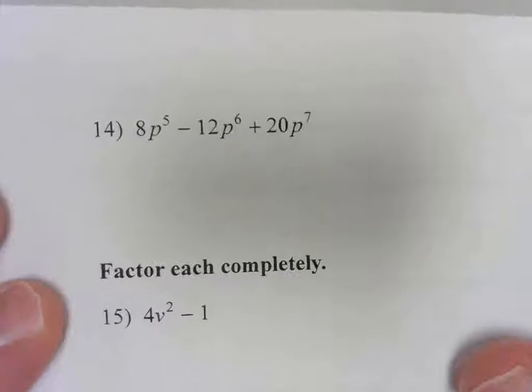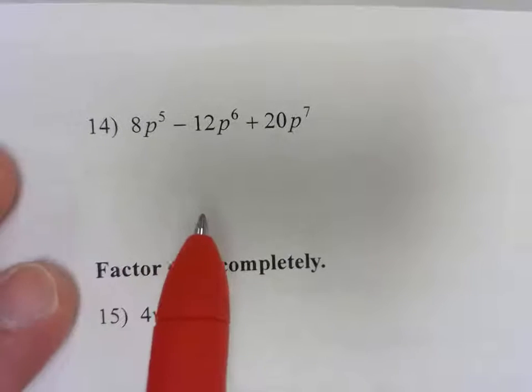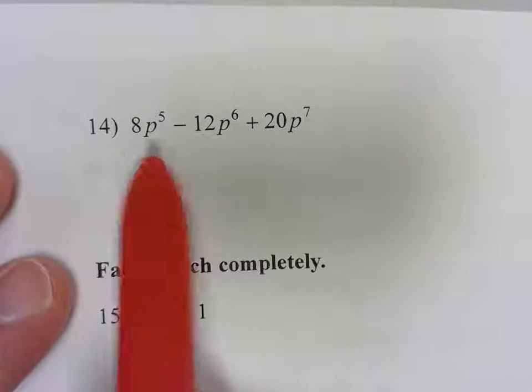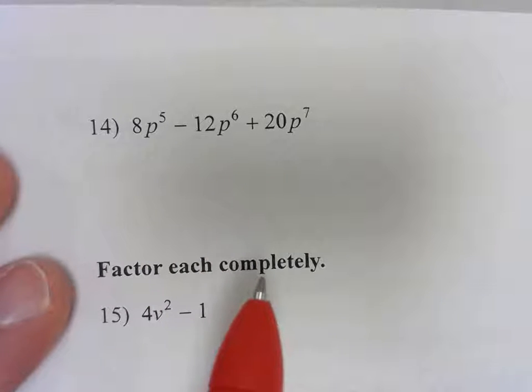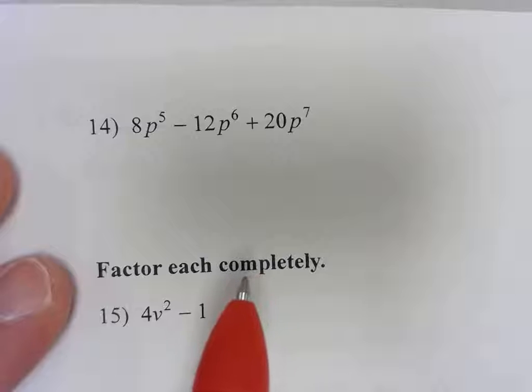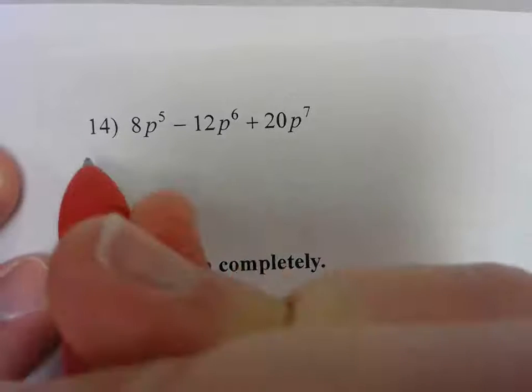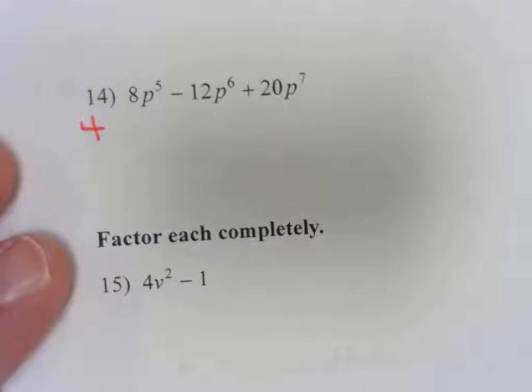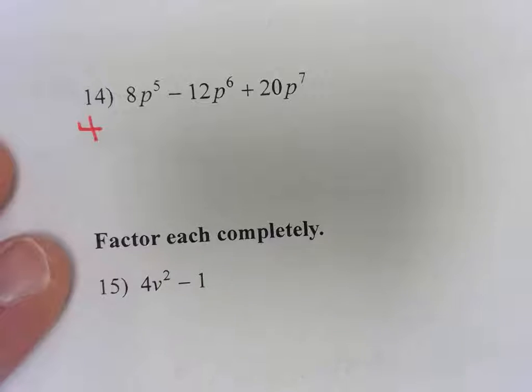Okay, I want to factor out the greatest common factor. So this is like step 1 on the factoring reference sheet. As I look at my coefficients, 8, 12, and 20, what is the biggest number that multiplies into 8, 12, and 20? 4. Now, is there going to be a p with it? Yes, because they all have some sort of p in there. P to the 5th, p to the 6th, p to the 7th.